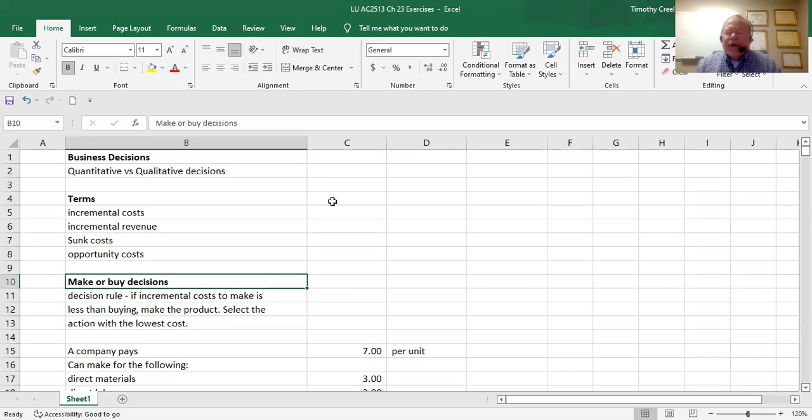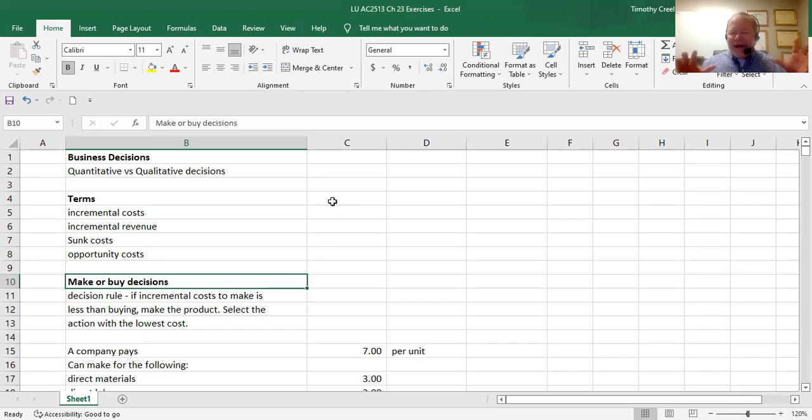So when we're talking about make or buy decisions, what we're talking about is, should we make it ourselves or should we buy it from the outside? In essence, it's an outsourcing decision. Should we outsource the product from someone else or should we do it ourselves? And so the rule is you want to select the option with the lowest price. So if it's a lower price to make it yourself, you make it yourself. If it's a lower price to outsource to another company, you outsource to another company.